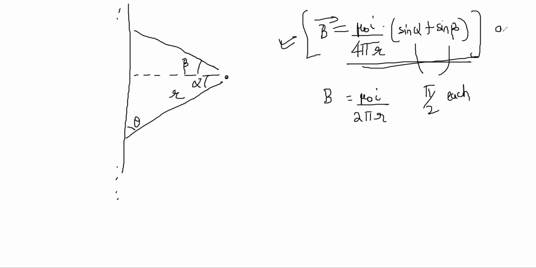And any r is the perpendicular distance from the point where you need to find the field to the wire, right? That is r, that is the perpendicular distance. Try and use this formula most of the time. It's going to be the most useful version of it.